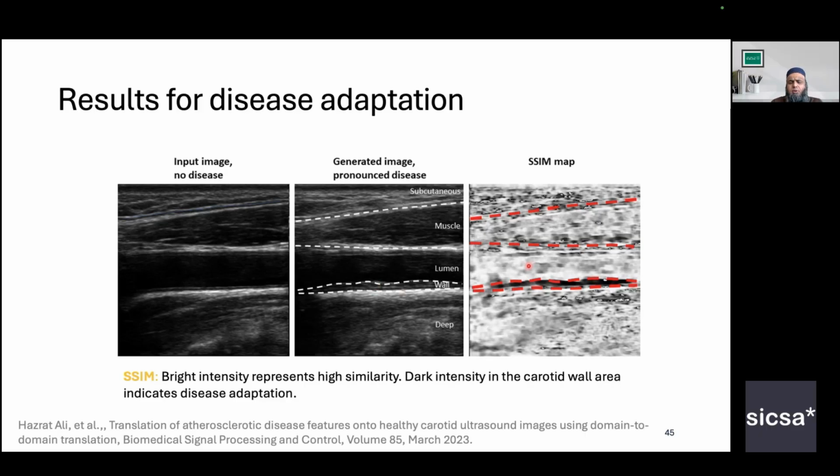We show this with the help of the SSIM map as well to see where the model has been able to insert the disease or the plaque only in the intima media region or the wall region, not in other regions of the tissues. So we see that quite few changes have occurred in other parts of the tissue. Okay, a lot of changes are occurring in the wall region.